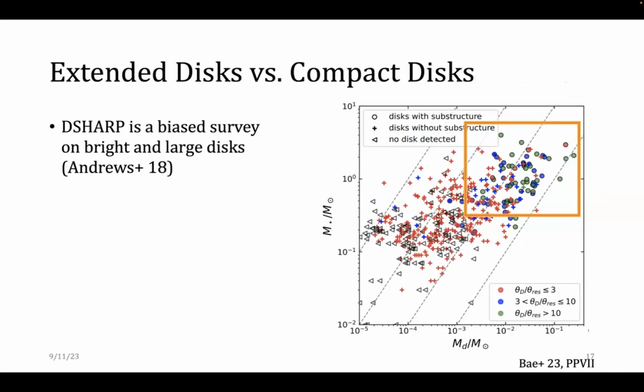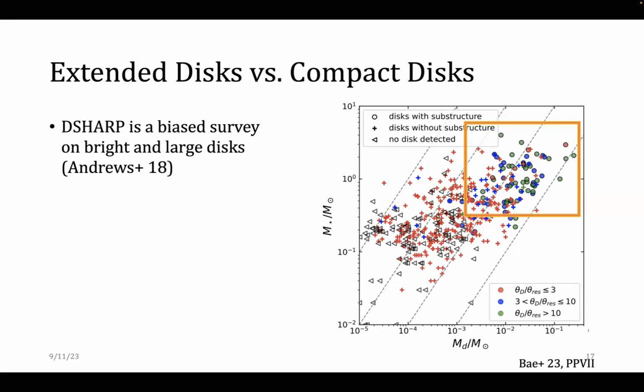But there is a problem with the D-sharp sample, which is that it is very biased toward bright and large disks. And this bias was by intention because D-sharp stands for Disk Substructure at High Angular Resolution Project. And the purpose of this program was to observe as many substructures as possible. So that's why we deliberately picked the largest disks among all our disk sample.